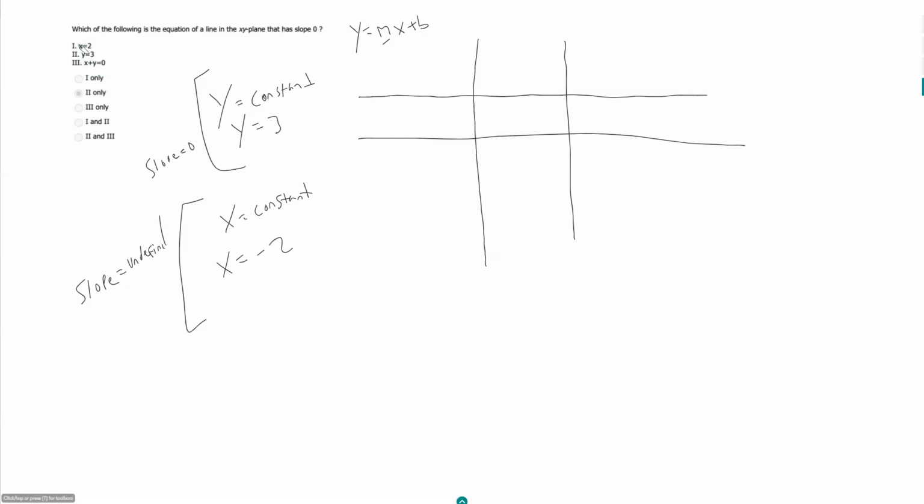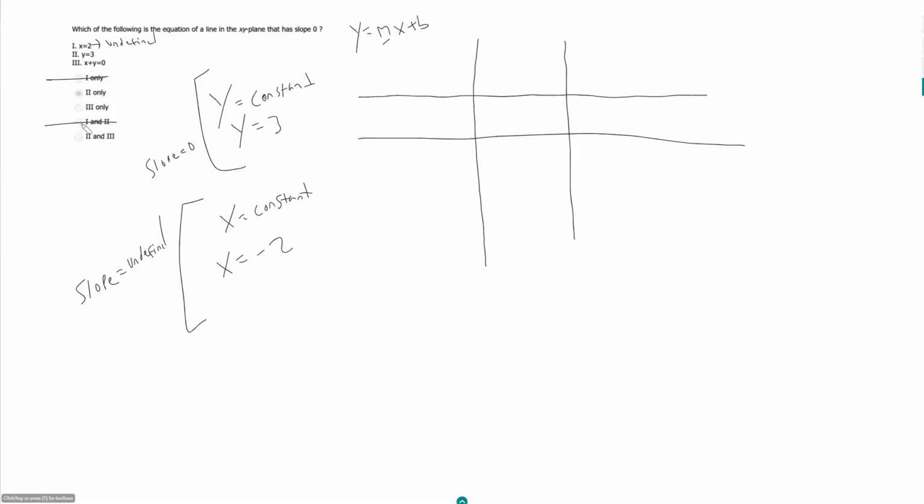So looking at our statements, our first one says x is equal to 2, so that's not going to have a slope of 0. That's going to be one of these vertical lines, except just over here. So this slope is undefined, not the same thing as 0. So we can eliminate anything with a 1 in it.